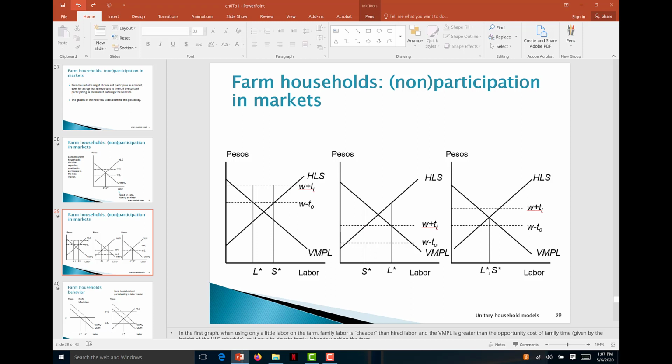And the right graph is the one that we discussed previously, which is the case where the household does not engage in the labor market at all because the equilibrium in autarky is above the W minus TO but below the W plus TI. So that is it for today.